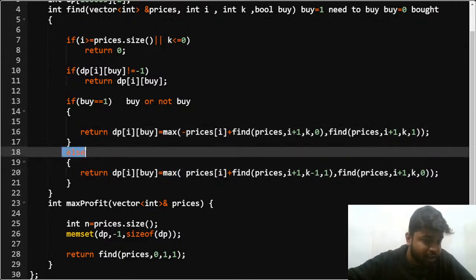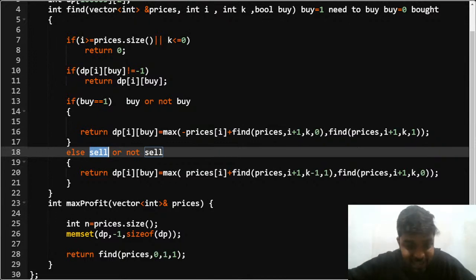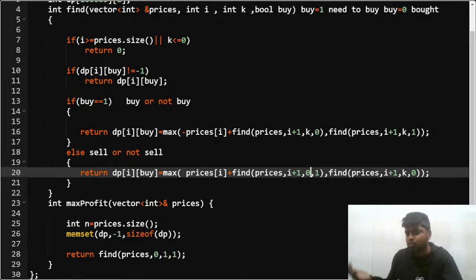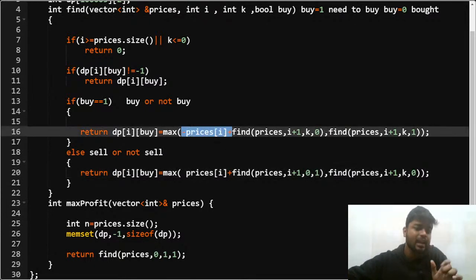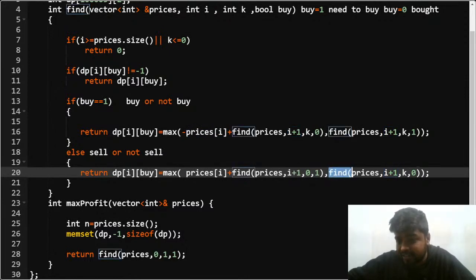If I have already bought, if I already have a stock, then I can choose to sell it or not sell it. If I choose to sell it, then I'll be adding price of i to my amount. So I'll say price of i plus find of prices, i plus 1, k minus 1, because the number of transactions will now become 0, as I will be doing one buying and selling. I must have already bought it, so I must have paid minus price of i. Now I am selling it, so this plus price of i gets added to my amount, and I'll move to the next index. Otherwise, if I do not want to sell it, I'll move to the next day, indicating that the transaction still needs to be done, and buy needs to be 0 because I've already bought it. So this is how I'm doing it.